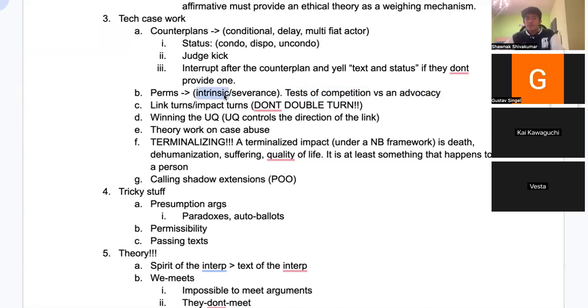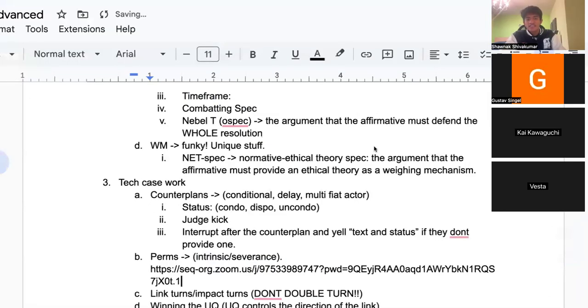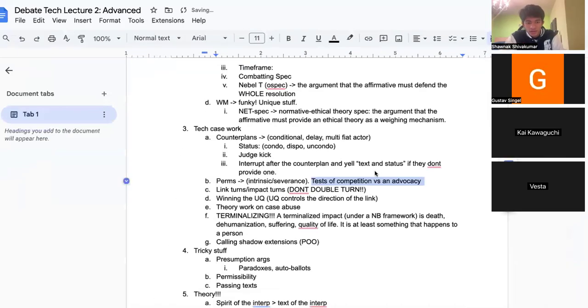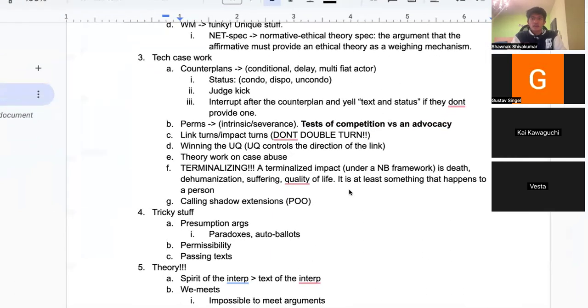An intrinsic perm is when you add something to the plan. So for example, if the plan is $20 billion and they're like, okay, we should add $30 billion, an intrinsic perm would say the test of competition doesn't work because we can add it and that's still affirming the resolution. Okay. The biggest thing to note is this, because nobody gets this on the circuit. Oh my God, nobody gets this on the circuit. Test of competition versus an advocacy.